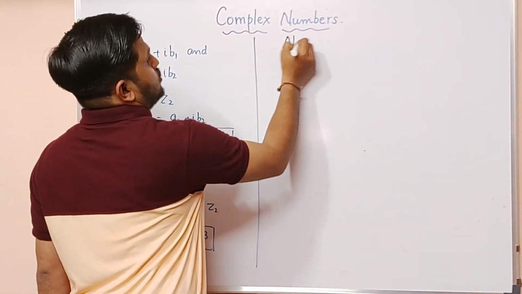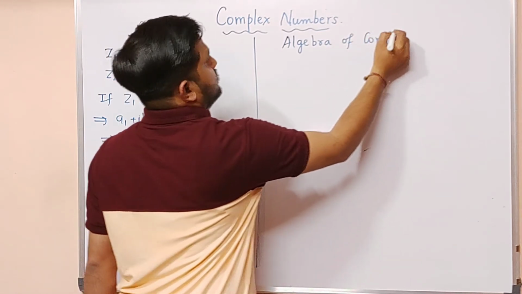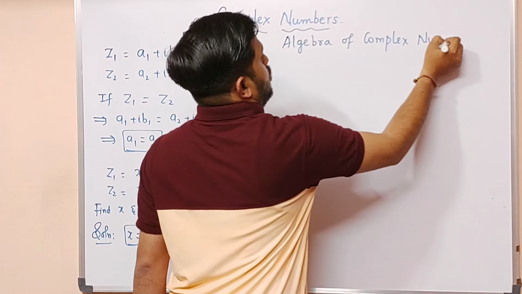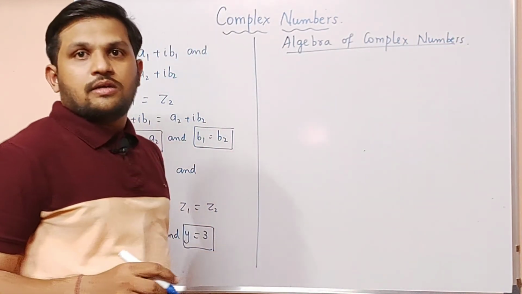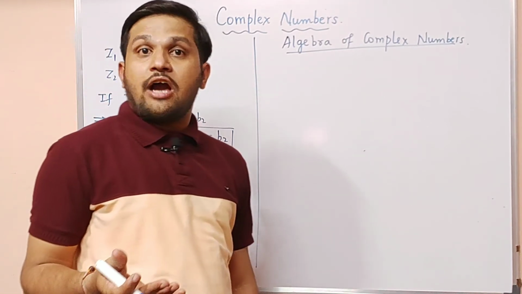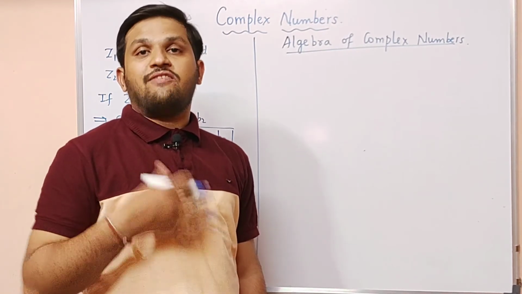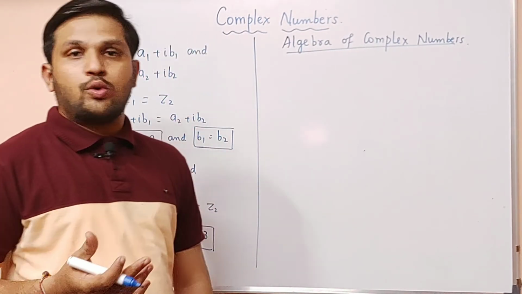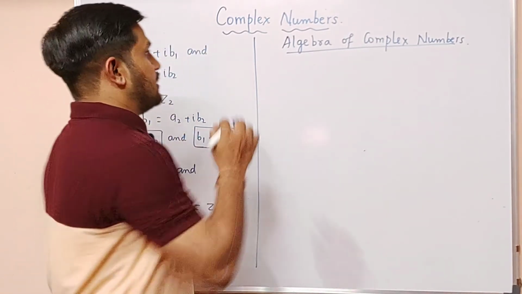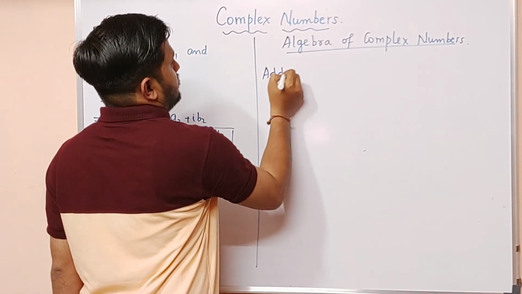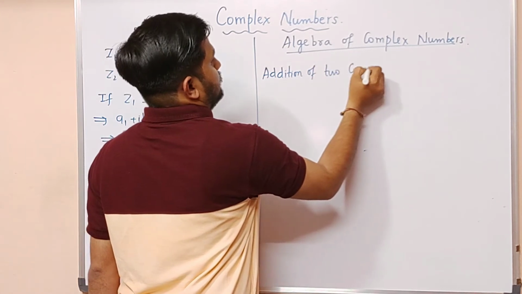Next, let's talk about the algebra of complex numbers. What is the algebra of complex numbers? We need to know: if we add two complex numbers, shall we get again a complex number? If we subtract, or multiply two complex numbers, will we again get a complex number? Those are called the algebra of complex numbers. So let's start with the concept of addition of two complex numbers.